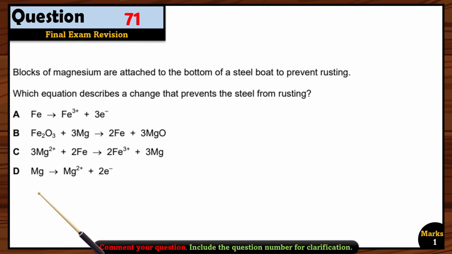Let's see question 71. Blocks of magnesium are attached to the bottom of the steel to prevent rusting. Again, let's see which equation is showing the process. Magnesium will lose electrons more readily, so you have to see the equation in which the magnesium is losing electrons. So option D is the right option. Here the magnesium is losing electrons and forming positive ions. That's why option D is the only correct option here, showing the prevention of rusting.